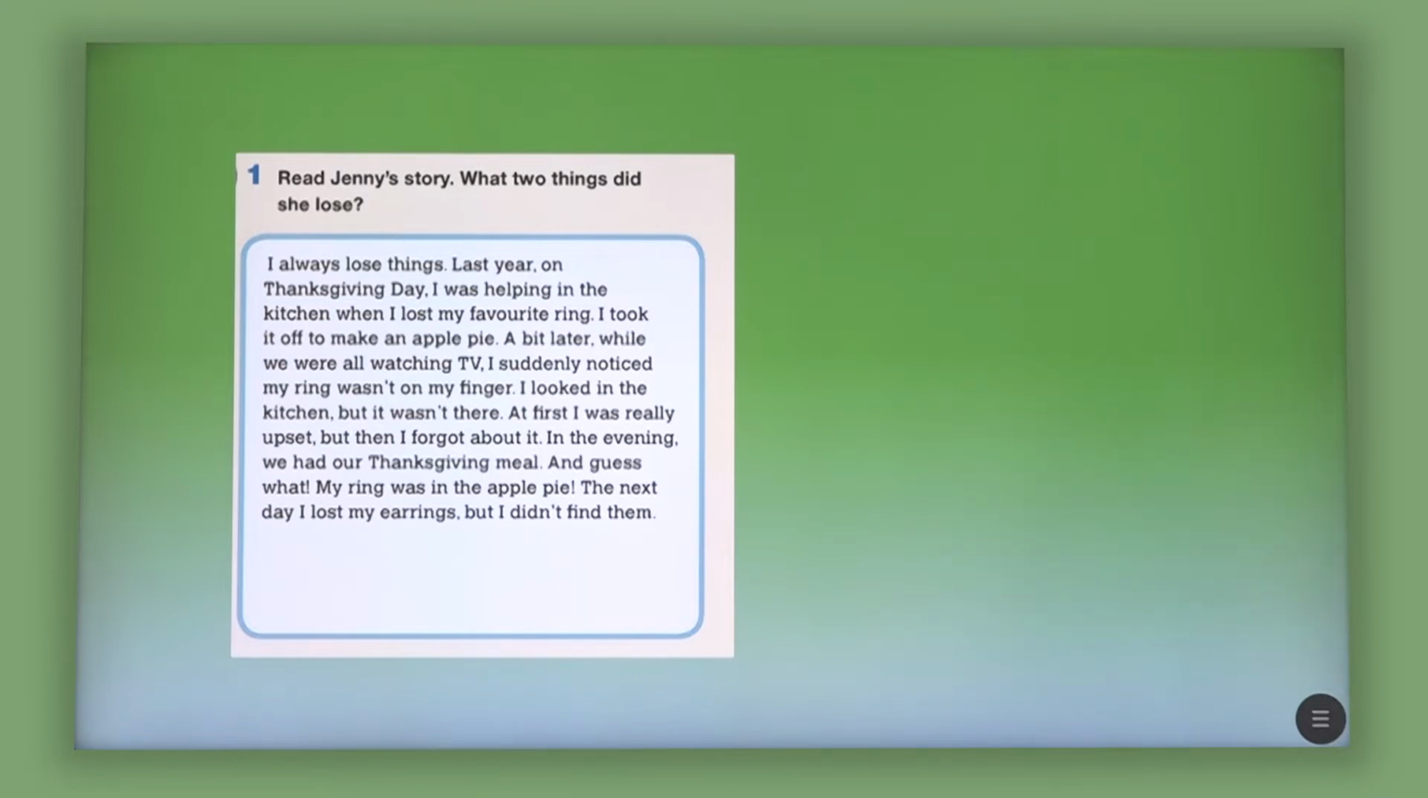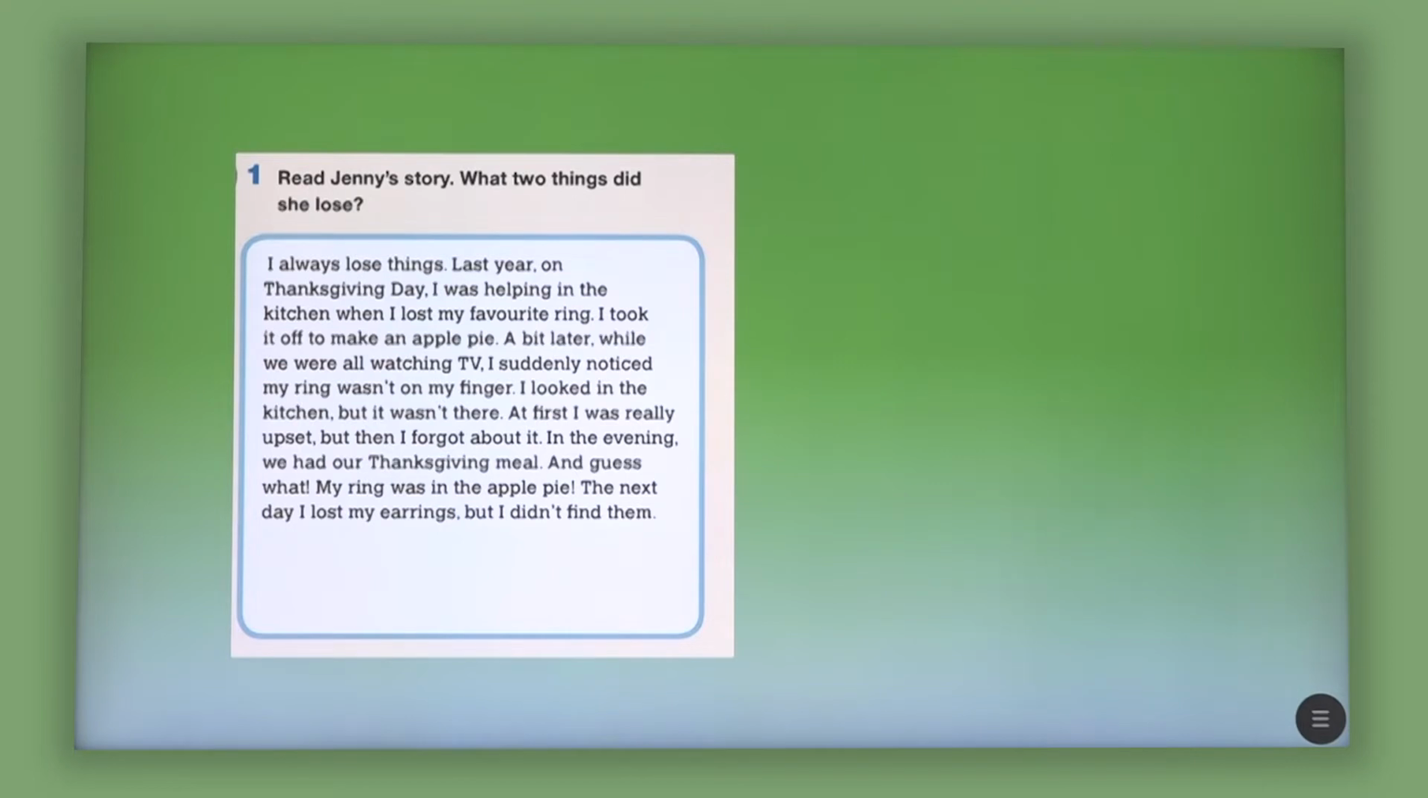Last year on Thanksgiving Day, I was helping in the kitchen when I lost my favorite ring. I took it off to make an apple pie. A bit later, while we were all watching TV, I suddenly noticed my ring wasn't on my finger. I looked in the kitchen, but it wasn't there. At first, I was really upset, but then I forgot about it.